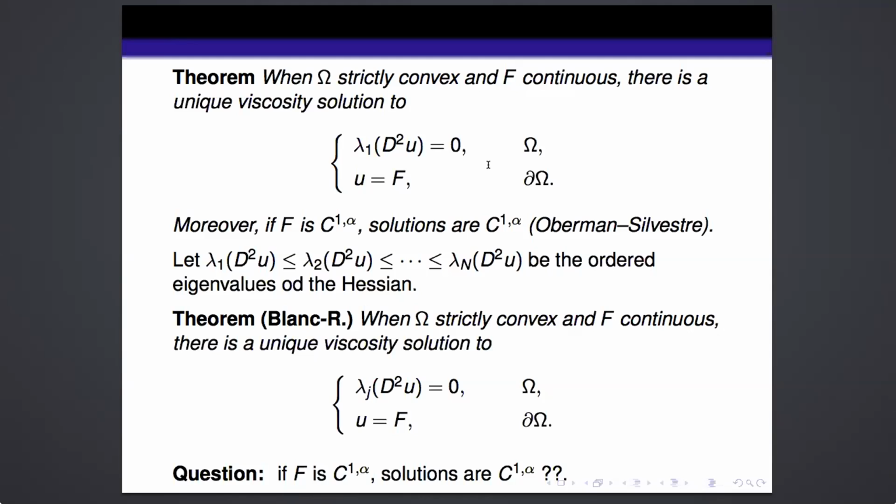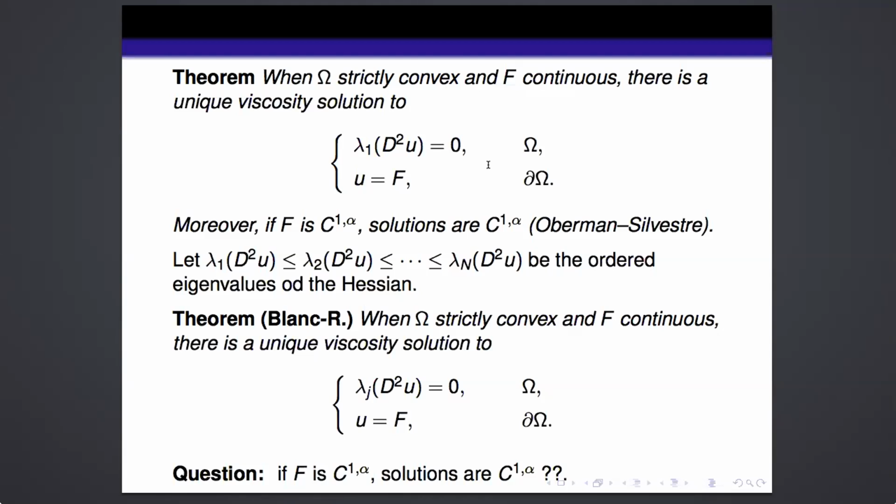I don't know how to prove that such a thing exists, and I don't know how to use it to prove regularity. Both things I don't know. And for the sum of the first j eigenvalues, I don't know either. But I never thought about the regularity problem for the sum, or let me say the first two eigenvalues of the Hessian.